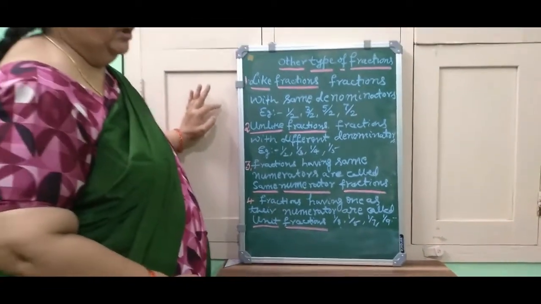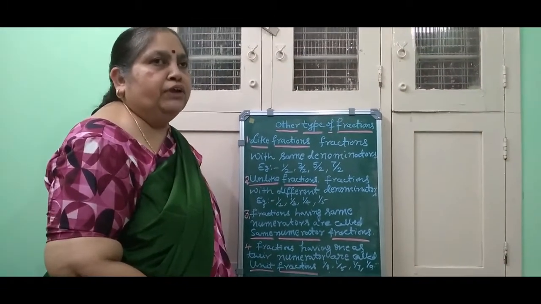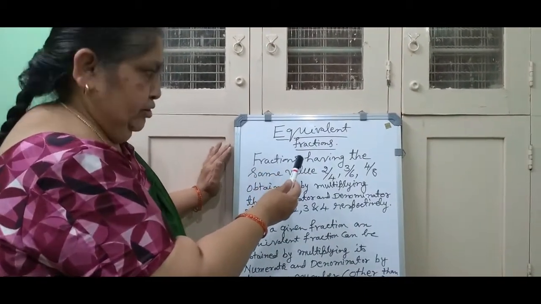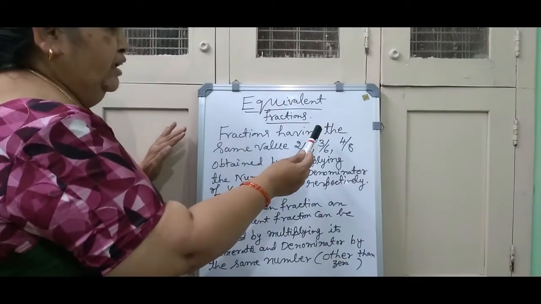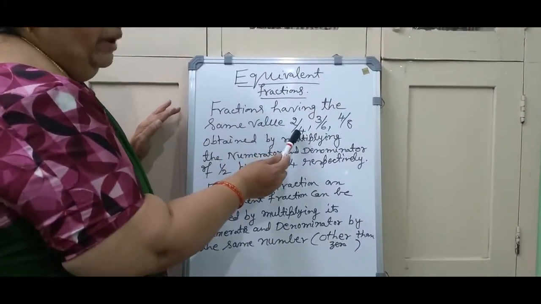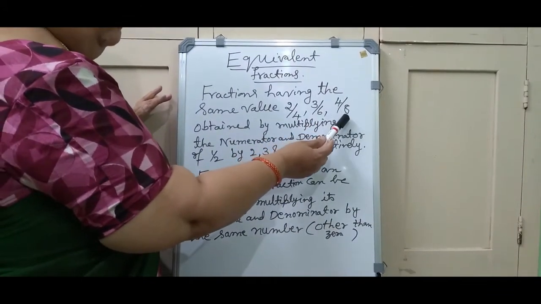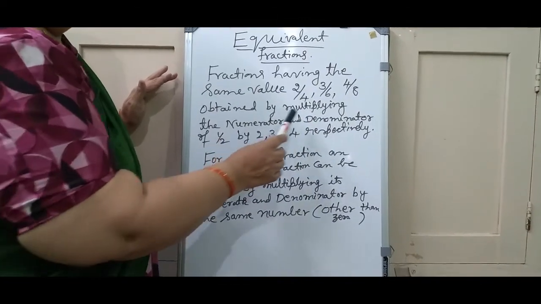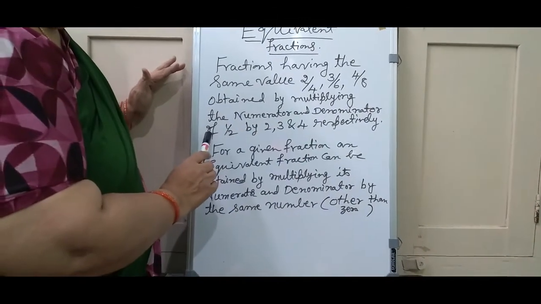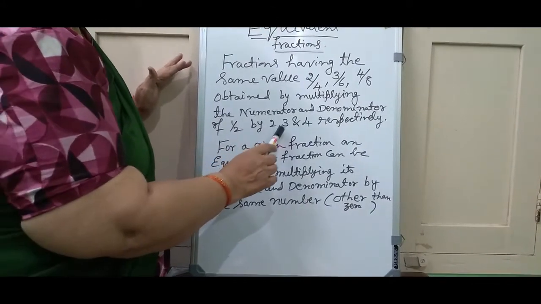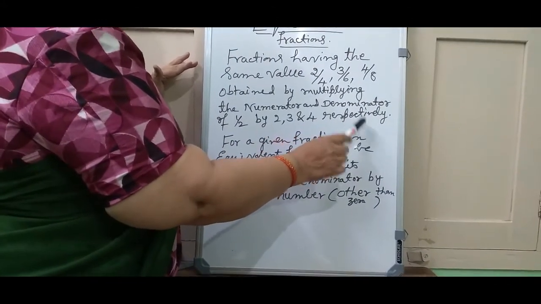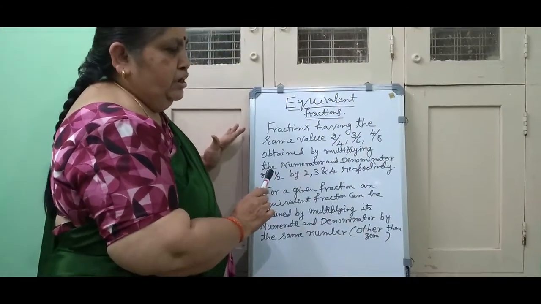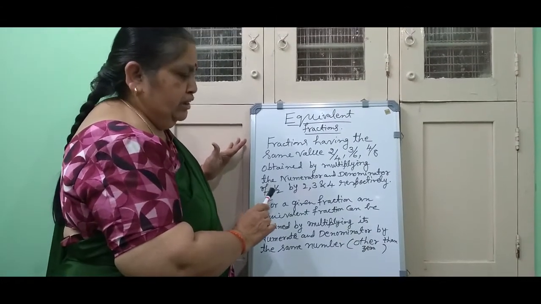Now let me give you the summary of the equivalent fractions. Equivalent fractions: fractions having the same value, 2 by 4, 3 by 6, 4 by 8, obtained by multiplying the numerator and denominator of half by 2, 3 and 4 respectively. Again, I have given the examples in the earlier explanation, in this same unit only.